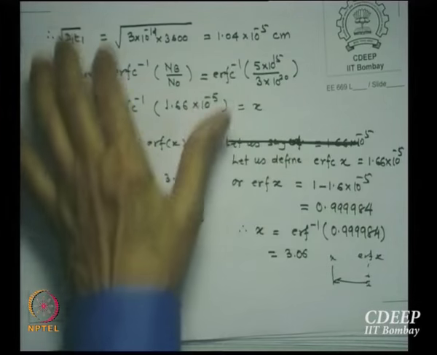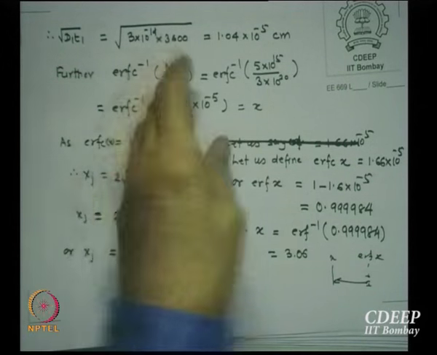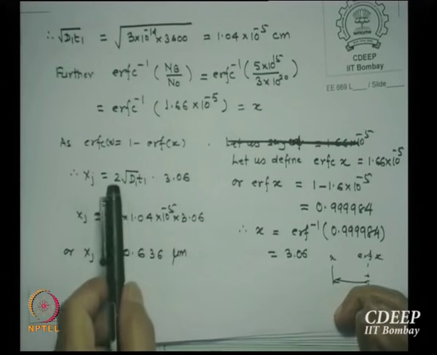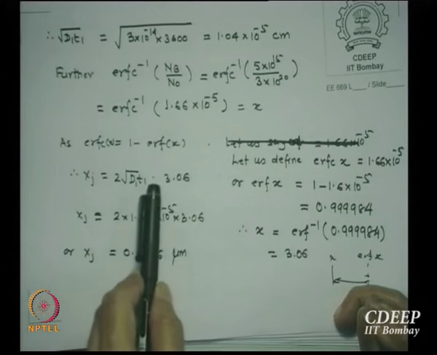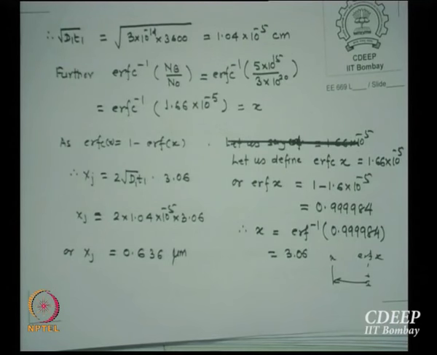Once I know my x, I know the pre-exponent is root of 2 D1 T1, that multiplied by this term I will get the junction depth. So Xj is root of 2 D1 T1 into 3.06, and Xj is the multiple of this, which is 0.636 microns.